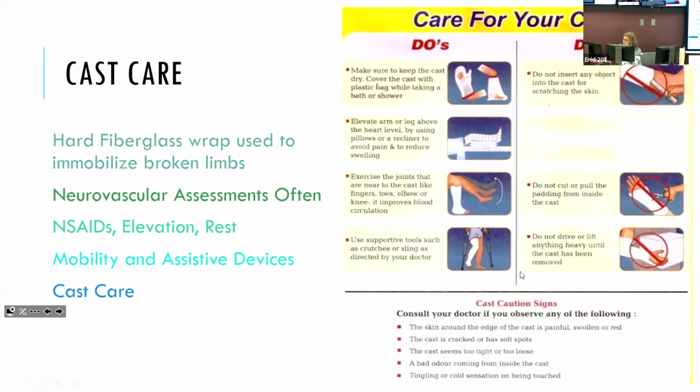So you want to notify your doctor if the skin around the edge of the cast is painful, swollen, or red. So like, is it cutting into your skin? If it's cracked or it has soft spots, seems too tight or loose, and if it has a bad odor coming from inside the cast. And then any coldness or tingling sensation when your skin is touched, like your fingers if you're wearing an arm cast.